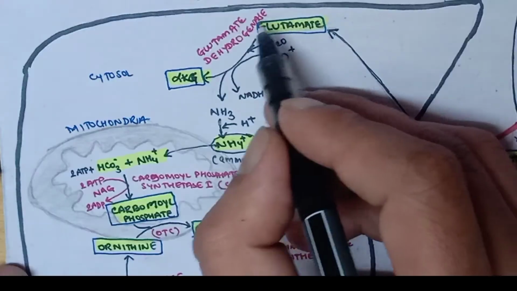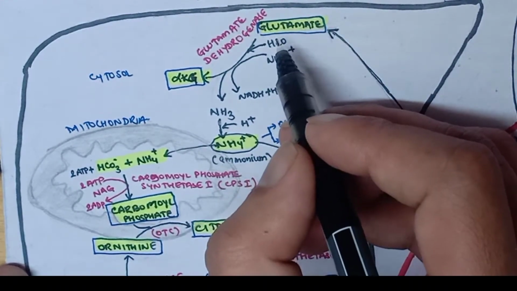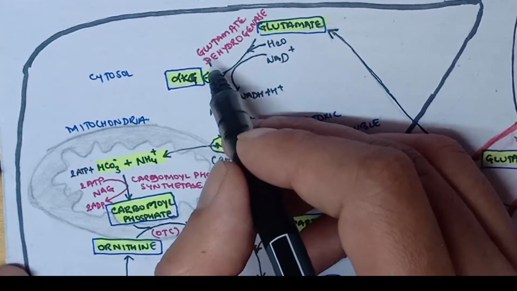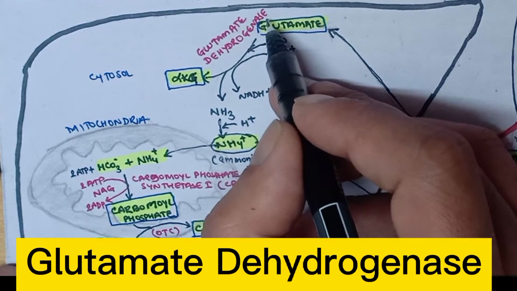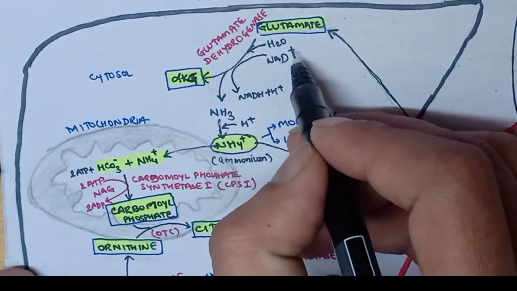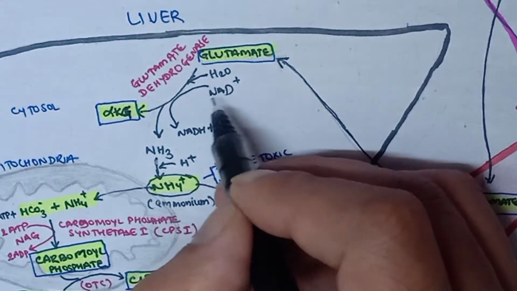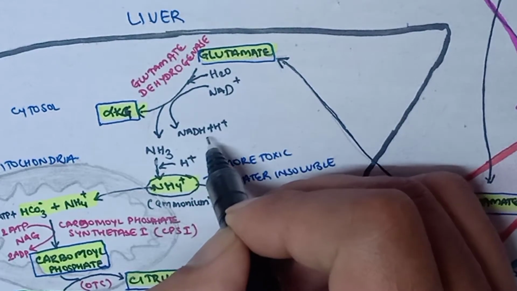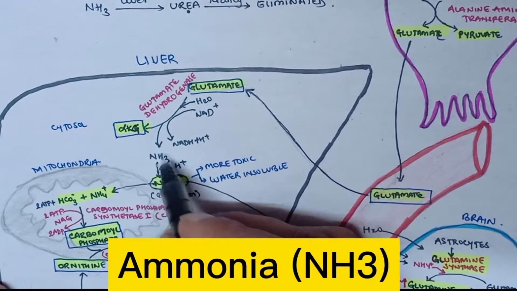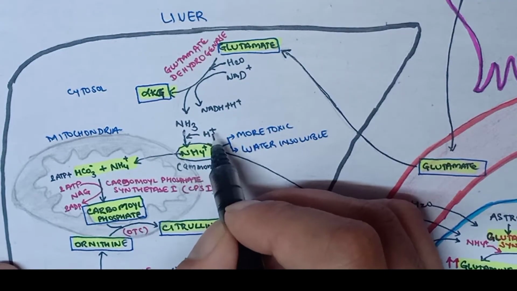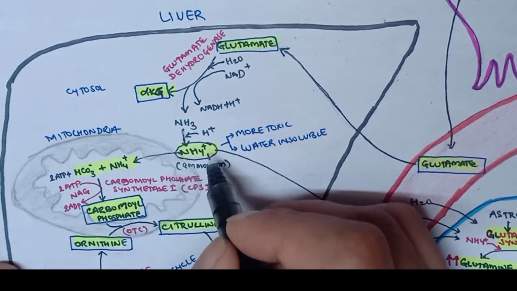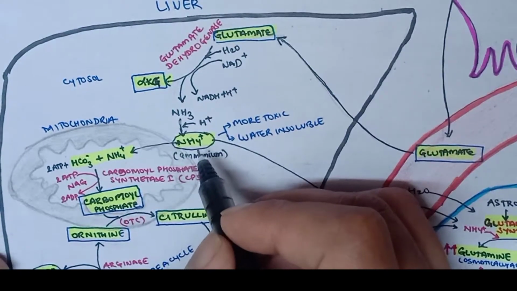In the liver, this glutamate will undergo oxidative dehydrogenation to get converted into alpha ketoglutarate in the presence of the enzyme glutamate dehydrogenase. During this process, hydrogen ion will be removed, so the hydrogen will be picked up by NAD plus and will get converted into NADH and H plus. During the process, ammonia is released. This ammonia combines with hydrogen ion and gets converted into ammonium. This ammonium is more toxic and it is water insoluble.